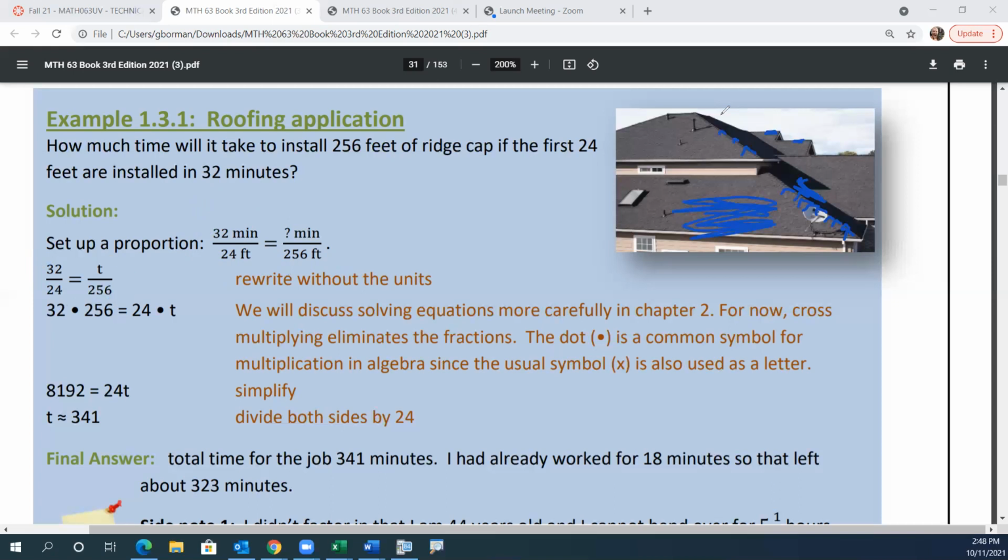And they say, all right, let's cross multiply. 32 times 256, bam. 24 times t, bam, right there. Then they multiply those together, get the 8192. Divide both sides by 24, okay? And then it's approximately equal to 341 minutes, okay? And that's kind of how it goes.